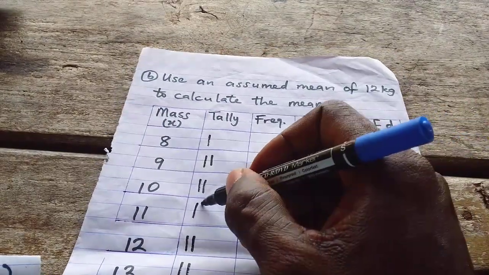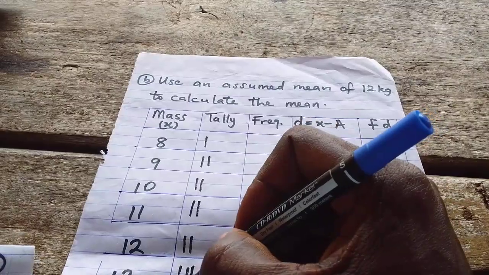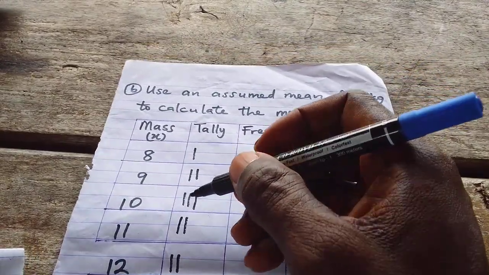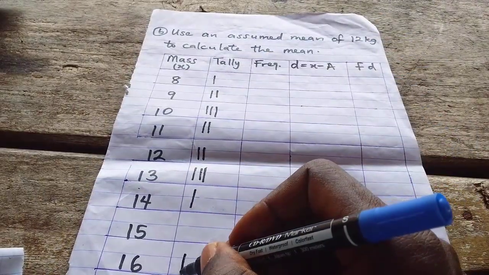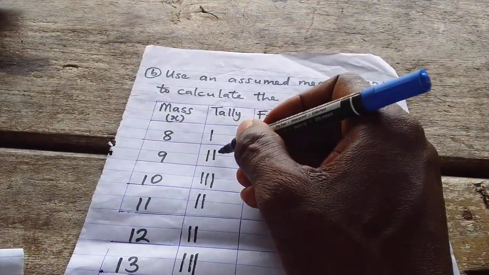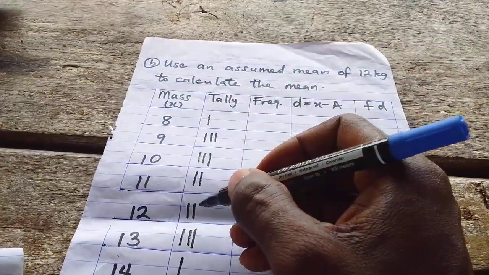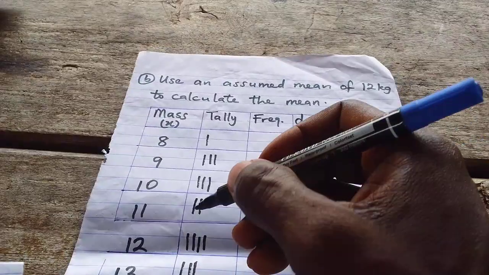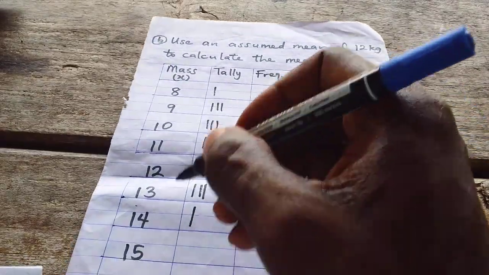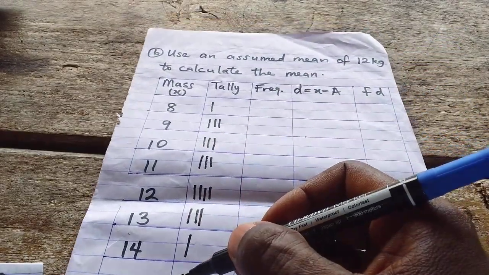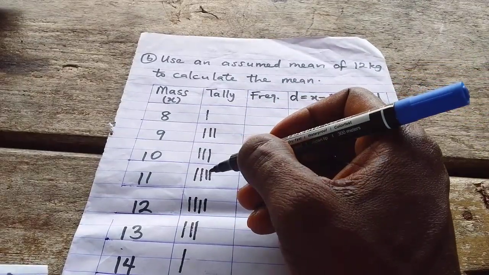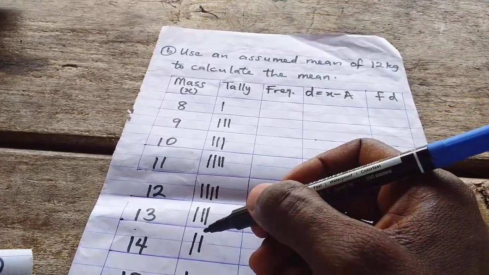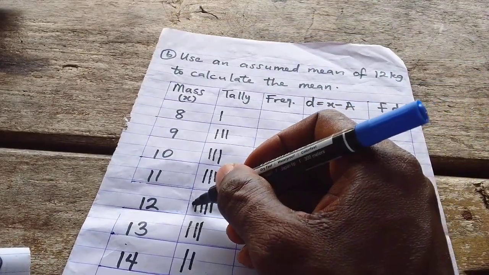11, 13, 10, 16, 9, 12, 12, 11, 15, 11, 14, 12. So for the fifth one, I'm going to cross this.